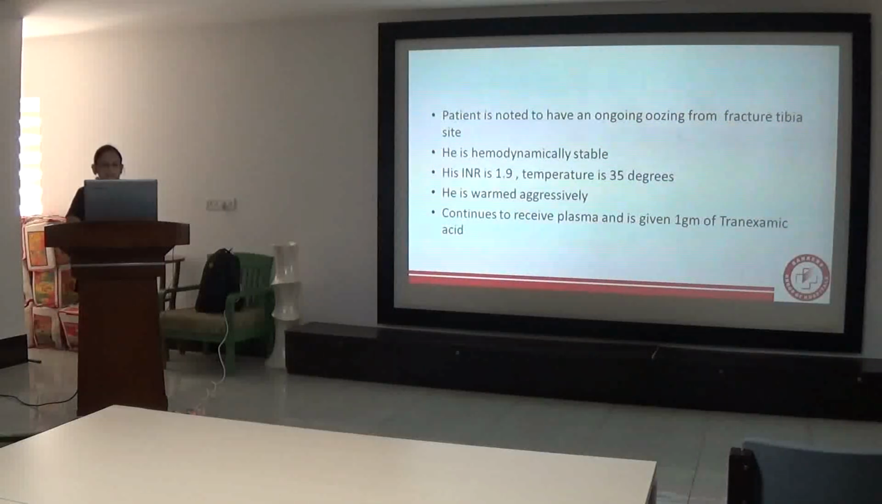Now what is happening here? Patient is hemodynamically stable, लेकिन patient को fracture site से continuously bleeding हो रही है, oozing हो रही है, okay? Patient का temperature 35 डिग्री सेंटीग्रेड है, INR भी patient का बढ़ गया है. क्या हो रहा है इस scenario में? What is happening here? Any guesses?